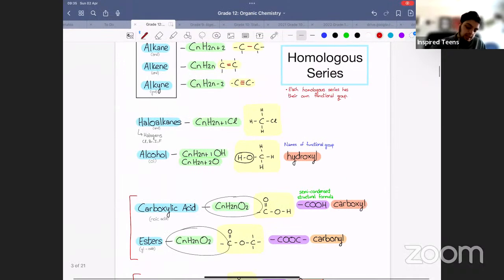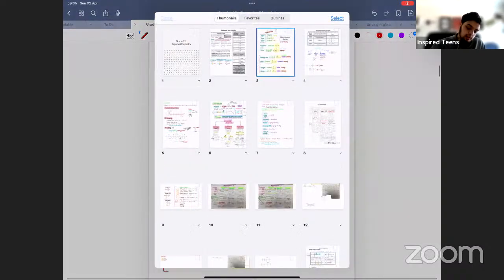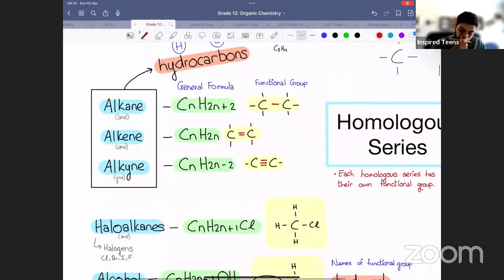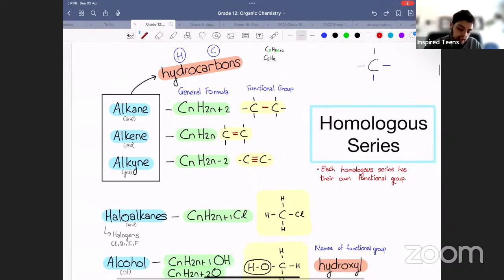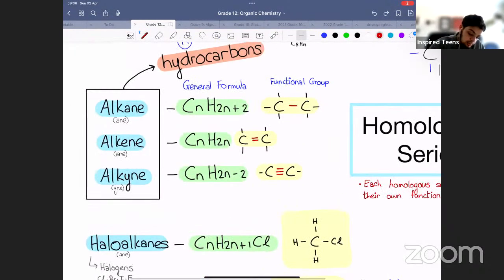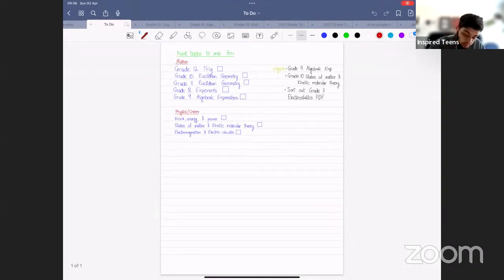What are we dealing with? Hexane or hexanol? Hexane. Okay. So we can see that an alkane follows this formula: CnH2n+2.